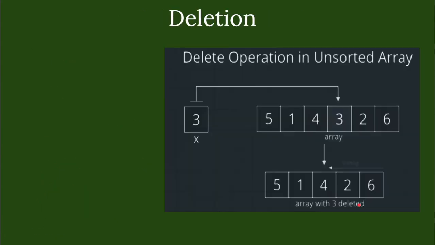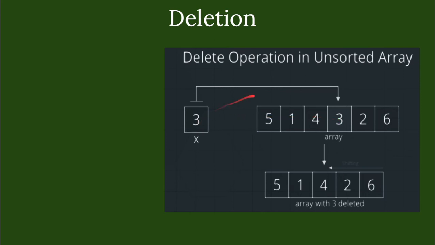Let us see with the example here. Suppose I want to delete the element 3. Now we have to find out from which position the element 3 is. It is in the 1, 2, 3, 4th position. So I have to first find out the position where 3 is. I have to check whether this 3 is equal to the first position, second position, and keep on checking till the element comes.